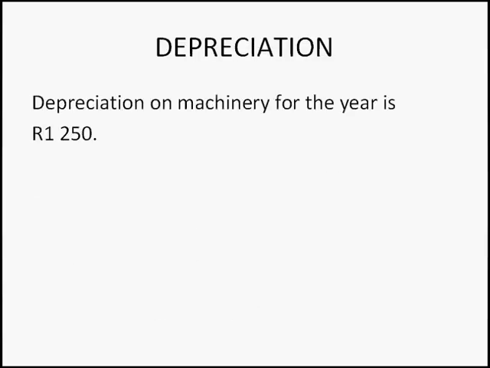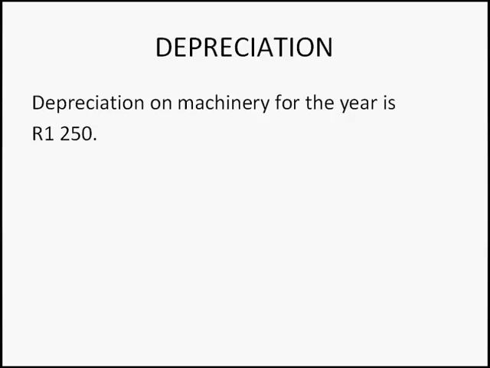First, let's look at depreciation. Typically, the transaction would say the following. Depreciation on machinery for the year is 1,250 Rand. Now, if we use the technique that we applied in previous sections where we ask ourselves the three questions, in other words, firstly, which two accounts are involved, what type of accounts are they, and do they increase or decrease? And consequently from there then, are they debited or credited?